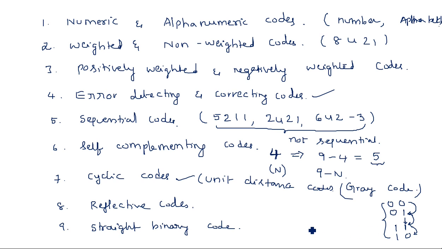And coming to reflective codes, a reflective code is a binary code in which the n least significant bits for the code words 2 power n through 2 power n plus 1 minus 1 are mirror images of those codes. Reflective codes are nothing but, suppose I will tell you an example here. So cyclic codes, example is gray code.